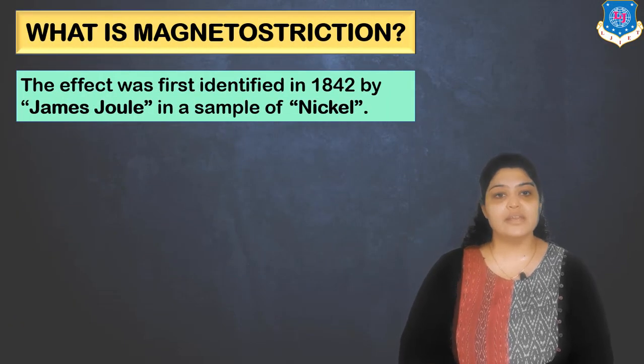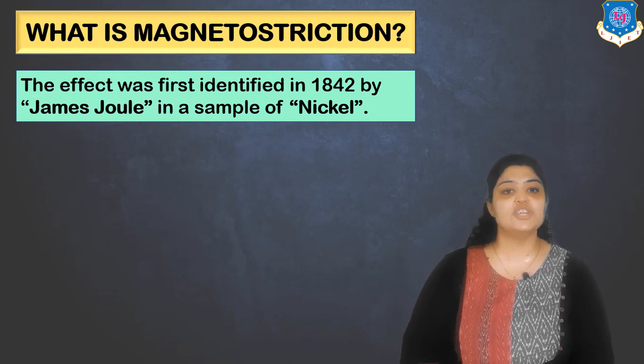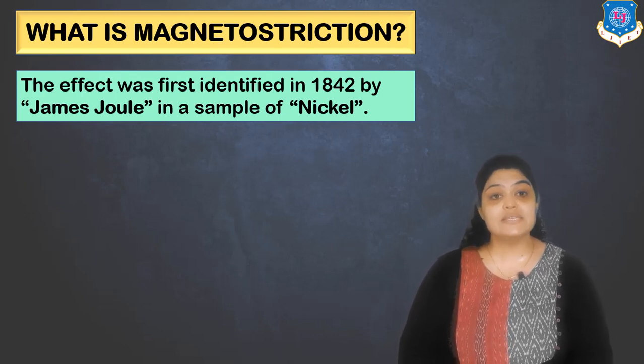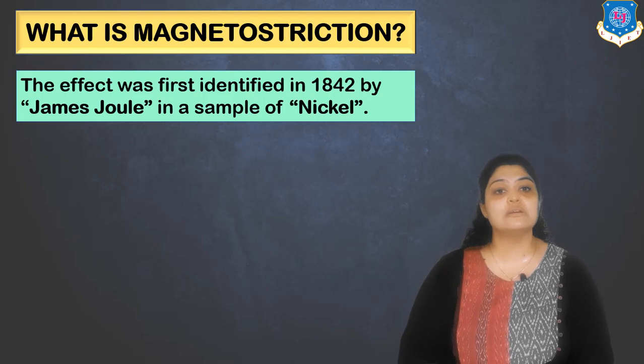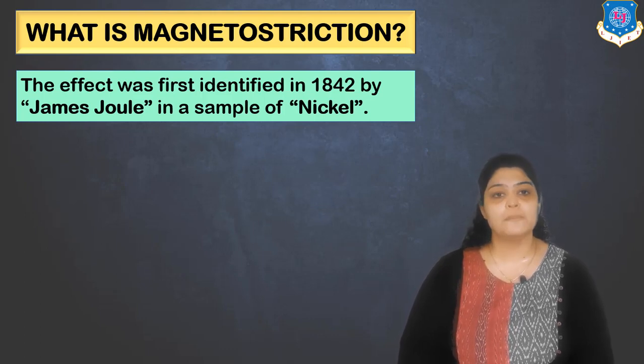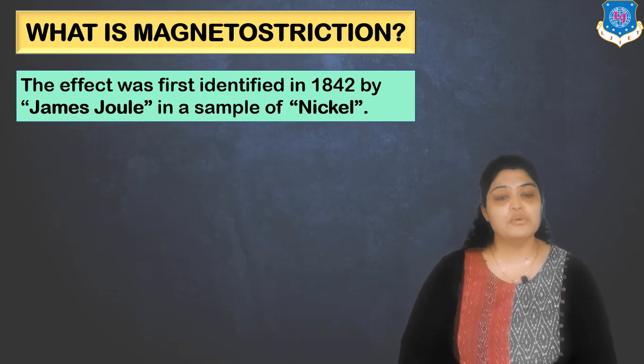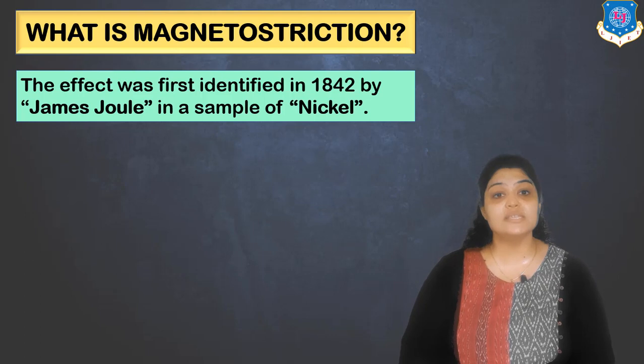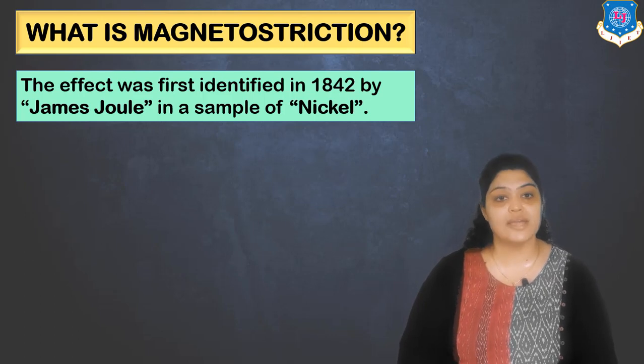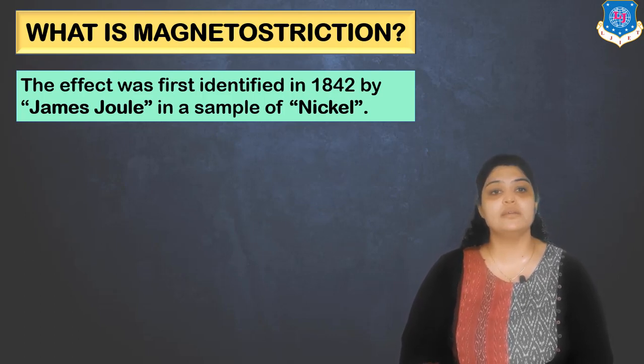This was the effect which was identified by James Joule, and this effect was observed in the sample of nickel. Now, nickel is known as a ferromagnetic material, which is generally used in the form of a permanent magnet. What is a ferromagnetic material? It is a type of magnetic material which has parallel dipoles and which is permanently magnetized. It is used as a permanent magnet.